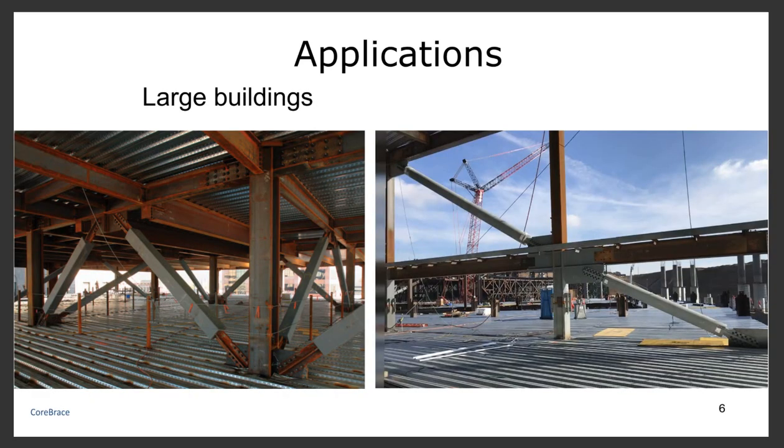But they're also used quite a bit in large buildings. So on the left, there's a large office building with a braced frame core consisting of buckling restrained braces and steel wide flange beams and columns. And on the right is a stadium with very large braces for the stadium bowl structure.